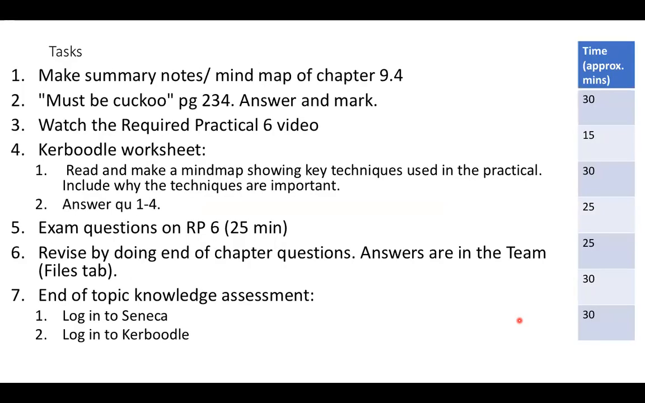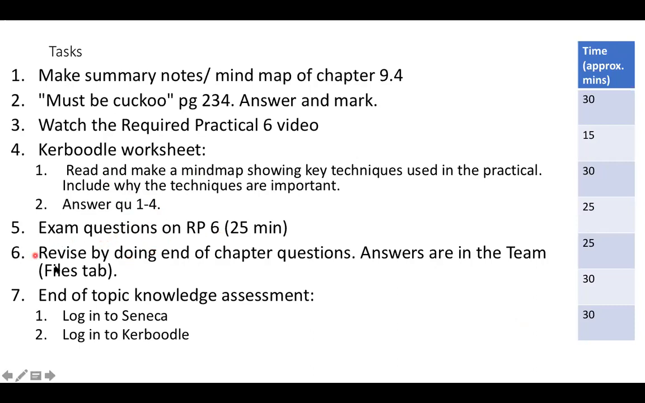So in summary, what I'd like you to do, make notes of or a mind map of chapter 9.4. So that's just a case of your normal summarizing notes. On page 234, there is something called Must Be a Cuckoo. Answer that and mark that. You're going to watch the required practical 6 video. Like I said, there's going to be a worksheet for that. So make a mind map, and then there's questions there. Answer questions 1 to 4 on there. The others you can't because you haven't done the practical yourself. Then there are exam questions on required practical 6.